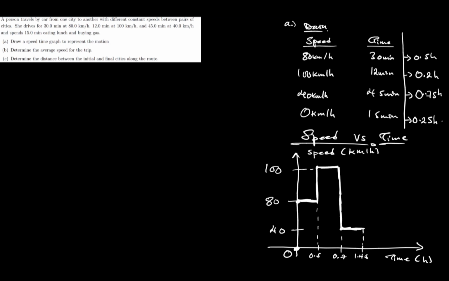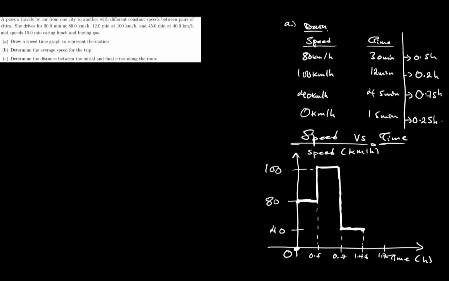Now, basically, the person did not have any other speed the time this person was eating lunch and buying gas. So there was no speed that changed at this point. It was just that speed that was 40. But the time wasn't finally at 1.45. The final time was when you add 0.25 to what you already have. So basically that would be 1.7.